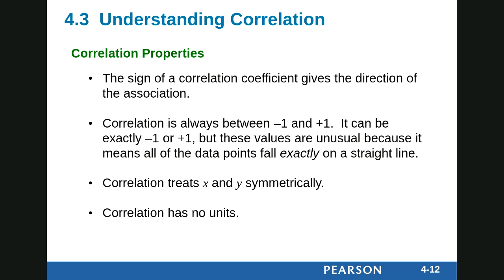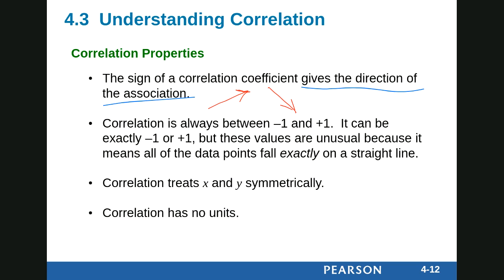When you've calculated the value for R, your correlation, what does that mean? Well, if R is positive or negative, that sign gives you the direction of the association. So if R was a positive value, in your scatter plot you would be getting a line that looks like this, going from the bottom left to the top right. If R gave you a negative value, then the direction would be negative.